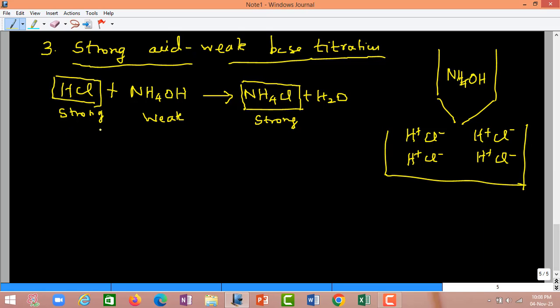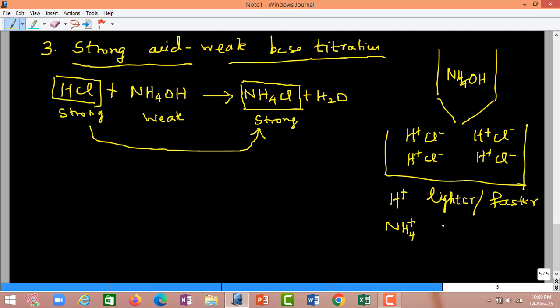Hydrochloric acid is strong, ammonium chloride is strong, and so both are completely dissociated, and so there will not be any change in the number of ions. Instead of that, what you find is that H plus in Cl is replaced by NH4 plus. H plus is lighter and so it is faster. NH4 plus is heavier and it is slower.